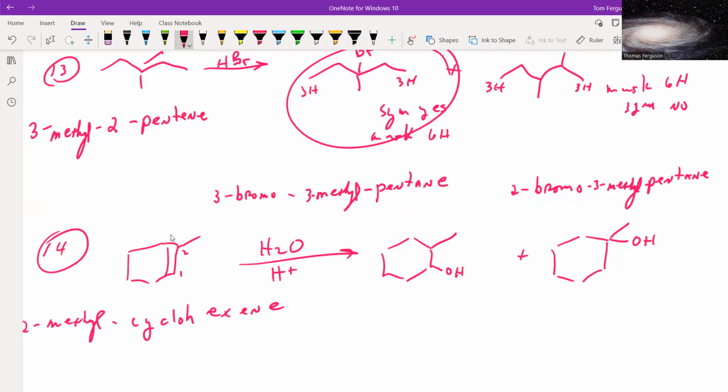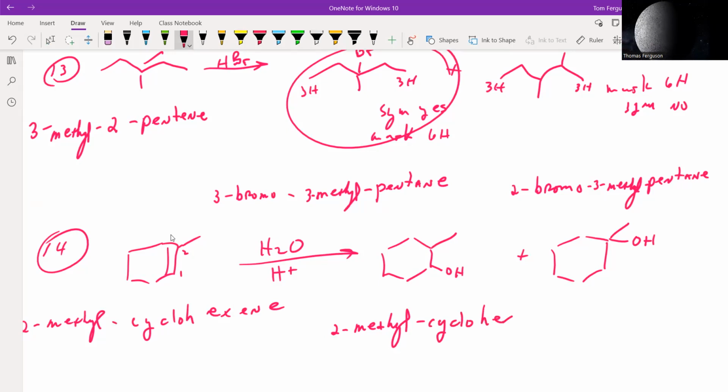So this one, okay, so we have 2-methyl cyclohexanol. And here we're going to have 1-methyl.